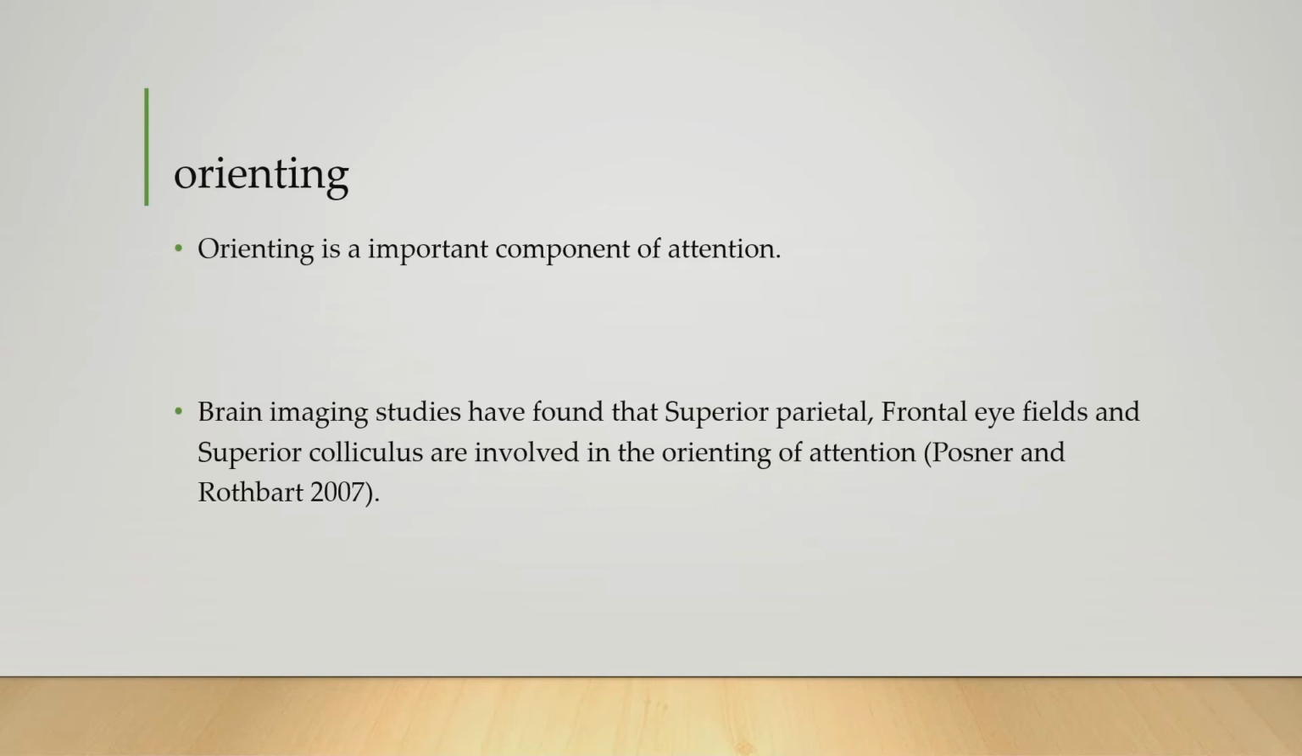So, for example, we remember we talked about attention having various components: orienting, alerting, engagement, disengagement and so forth. In terms of orienting, brain imaging studies have found that the superior parietal, frontal eye field and superior colliculus are involved in the orienting of attention. When we are trying to orient attention, remember Posner's cueing task. Whether it is an external stimulus, that is a bottom up process, or a voluntary orientation, these are the areas found responsible for orienting.